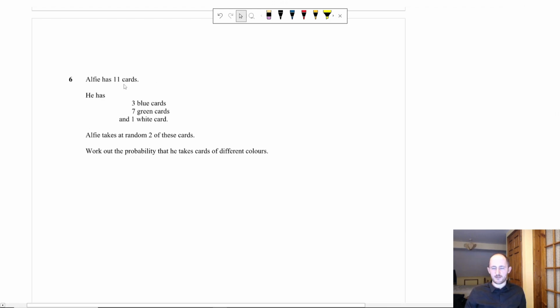So we have Alfie has 11 cards. He has 3 blue, 7 green, and 1 white. He takes 2 at random. What's the probability that he takes cards of different colours?